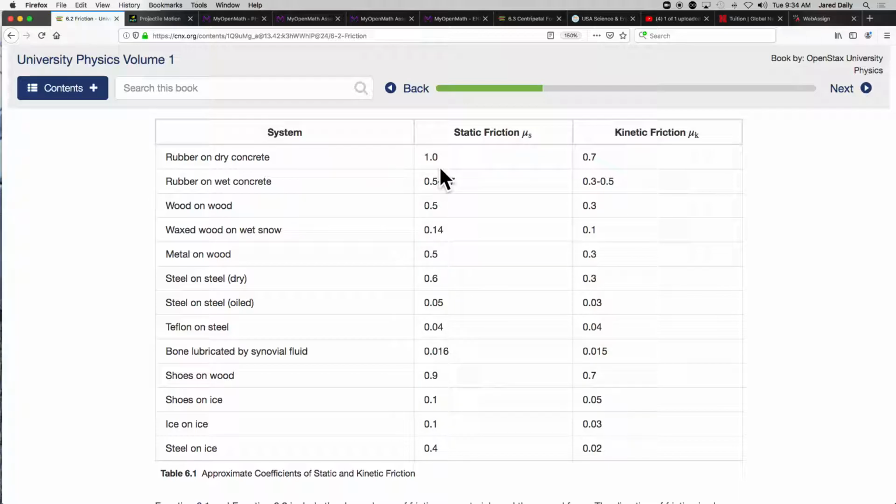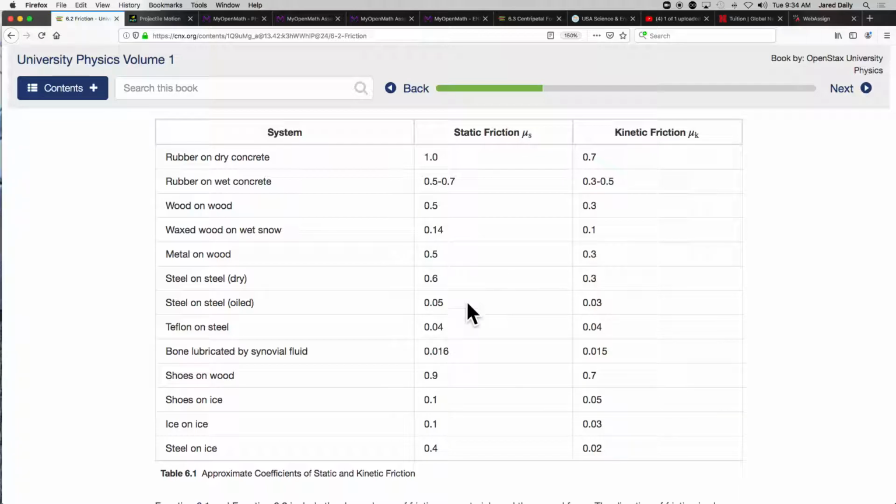And that's good because with tires, you don't want them to slip on concrete. You want them to stick and not move, right? So it has a high coefficient of friction. On wet concrete, it's lower. So wet tires will slide on wet concrete much more easily than they will slide on dry concrete. Wood against wood is also about as low as tires on wet concrete. Waxed wood on wet snow is much lower, 0.14.